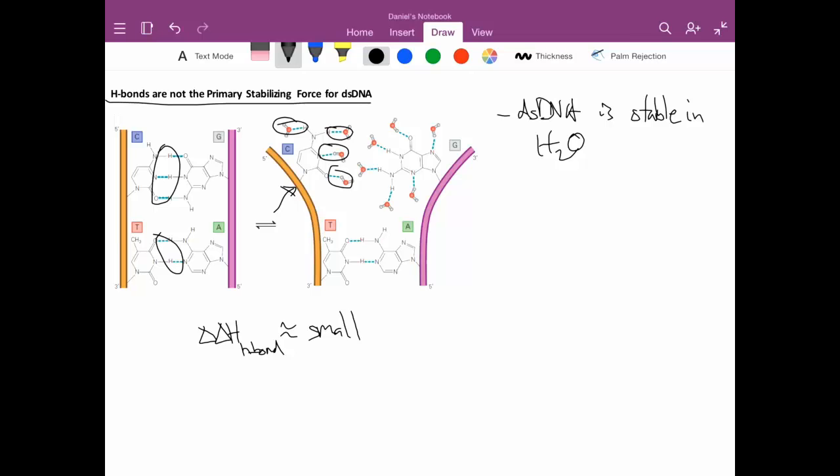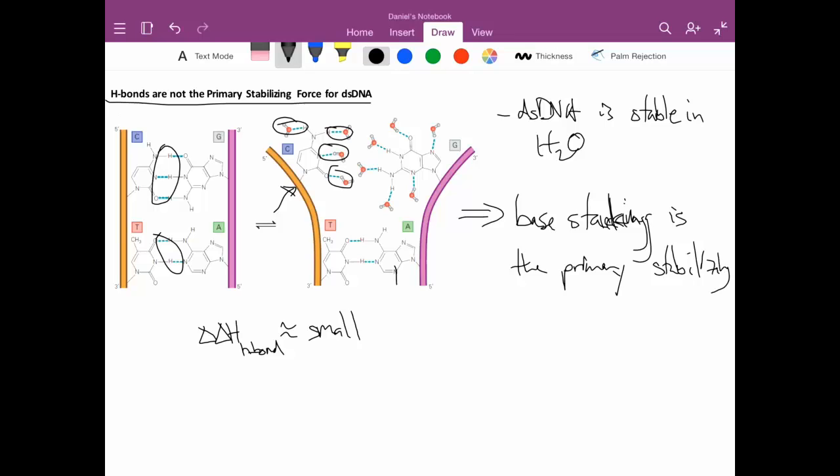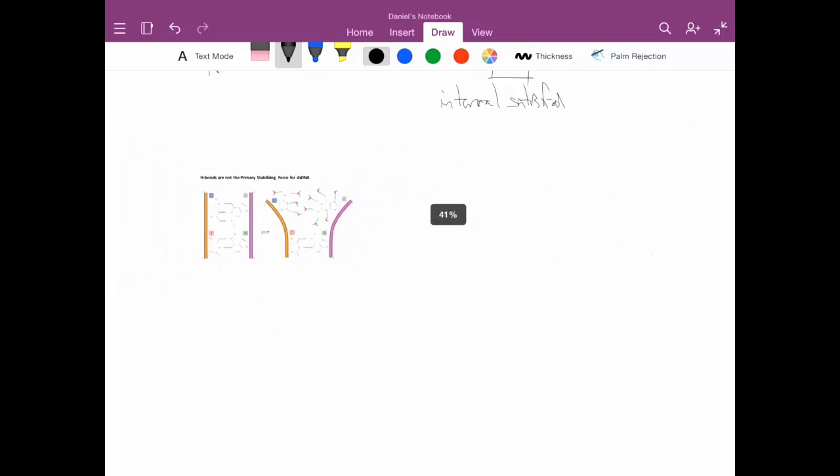So what the primary factor is actually something called base stacking, where you get this complementary orientation of partial positive and partial negative charges on the bases themselves. So yeah, that is a general overview of how hydrogen bonding contributes to structure in DNA and mostly protein. And hope it was useful for you.